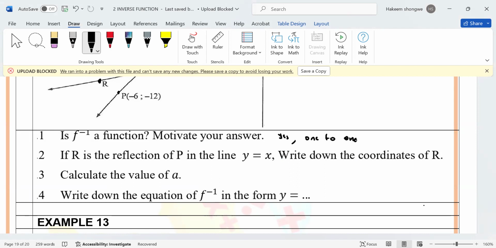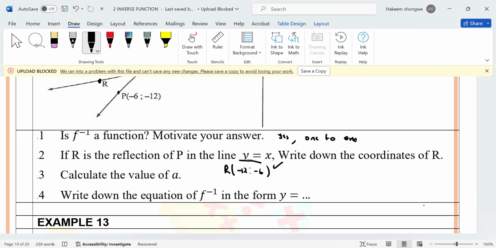Now, if R is a reflection of P by the line y is equal to x, write down the coordinates of R. Now, remember, if you are reflecting it by the line y is equal to x, it means we're talking about the inverse. So what is going to be point R then? (-12, -6).